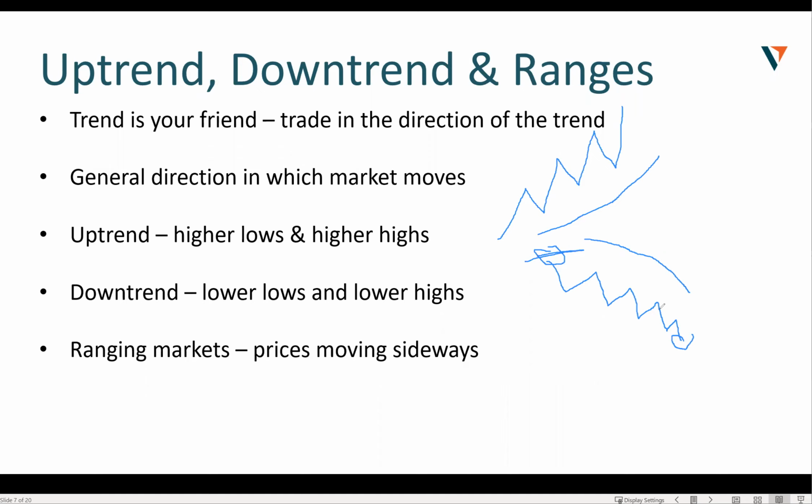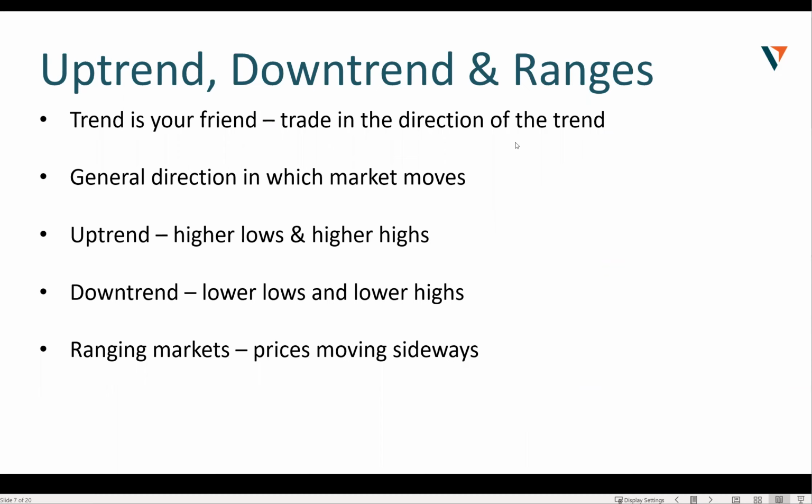Now, a range is the opposite. Essentially, you don't have a clear direction. So this is what we mean by ranges. The idea is that prices are moving sideways. You have two horizontal lines where prices came into respective regions and essentially whipsawed on these levels, these zones, but you don't see clear higher highs or higher lows being formed. So this is the general concept behind uptrend, downtrend, and ranges.